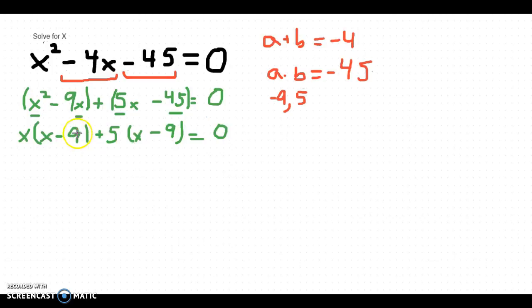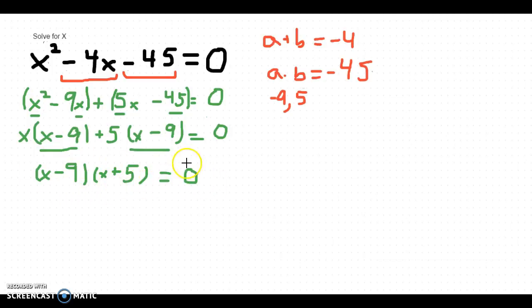Now what we end up seeing after doing this is that there's an x minus 9 in each group. So we can factor out from each group an x minus 9. And what we're left with is this multiplied by x plus 5. And all of this is still equal to 0. Now, using this, we see that x minus 9 times x plus 5 is equal to 0.